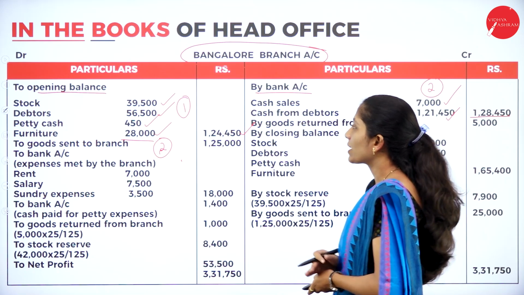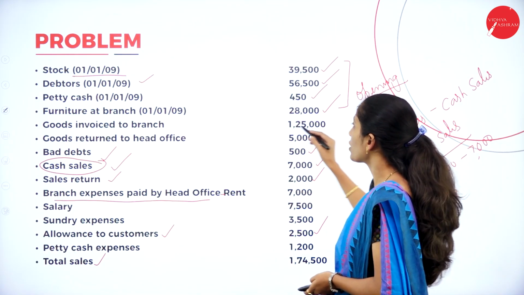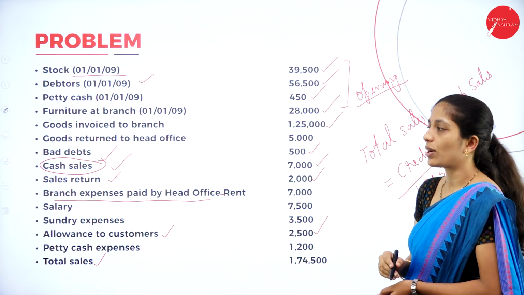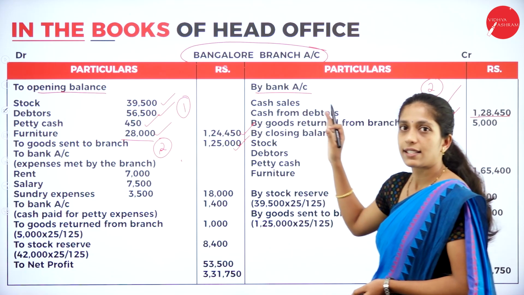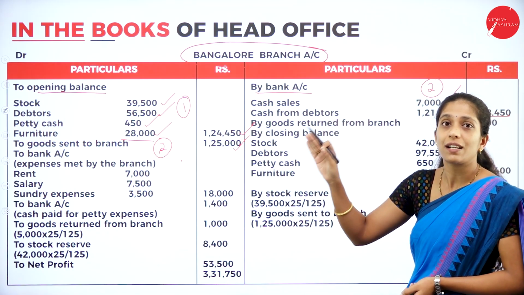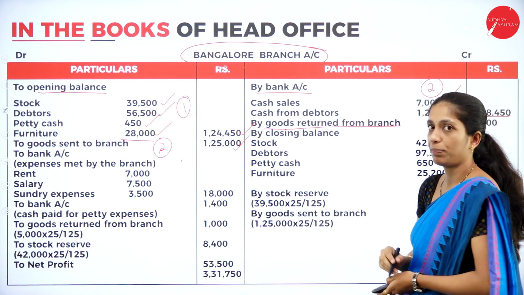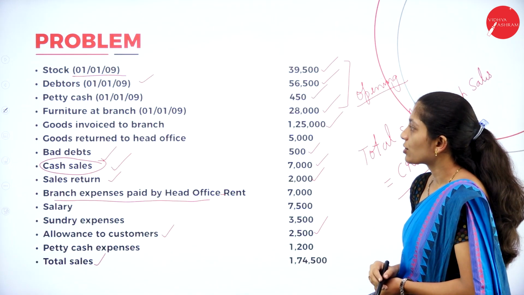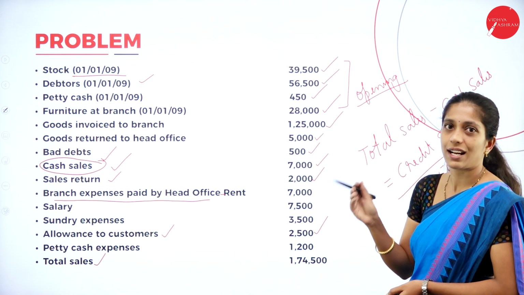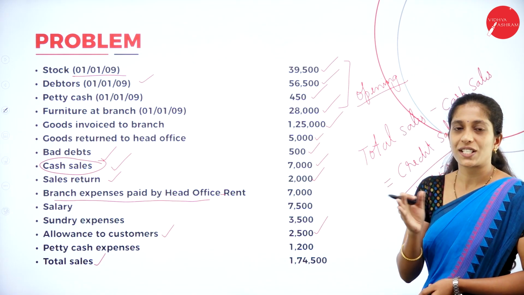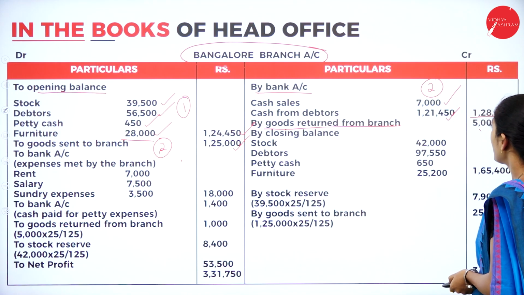So let us see what is the goods which is being sent to branch. So here we have goods invoiced to branch. How much? 1,25,000. So record that amount. Simultaneously see whether any goods are returned by branch. So we have to record it as by goods returned from branch. So how much is the goods returned to head office? 5,000. It's nothing but the goods which are returned by the branch. So record that amount.